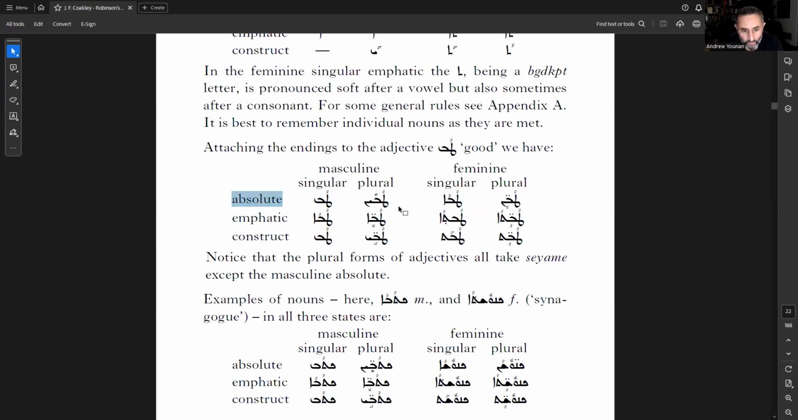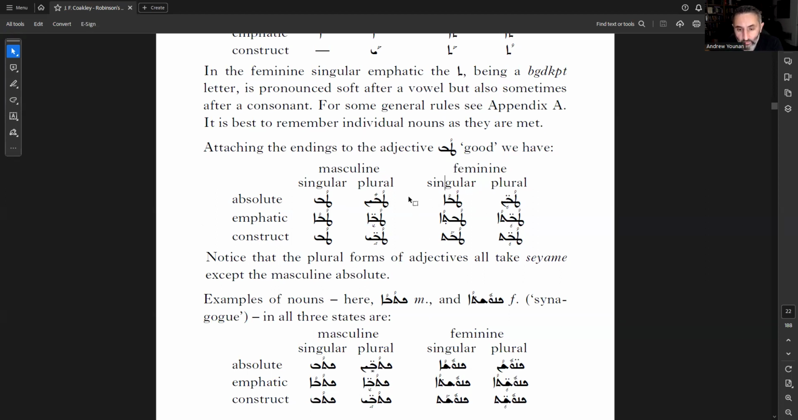Plural, if you want to go to the absolute state of the plural, tawin. So tawin in non, gaure demvita. Good are the men of the city. Tawin in non, good are. Gaure tawe, good men. That's the emphatic state. Gaure tawe. Tawe, the construct state, tawe, the good men of the city. Tawe vita.